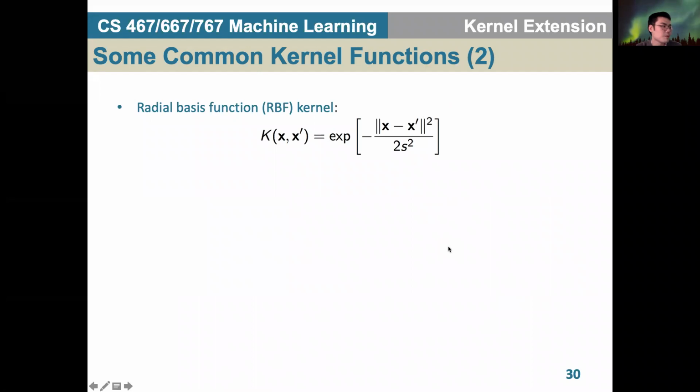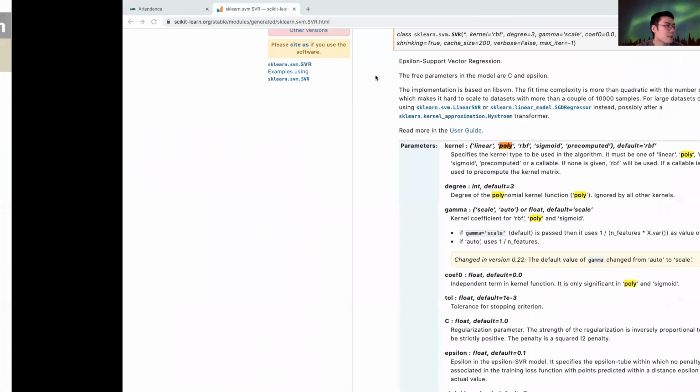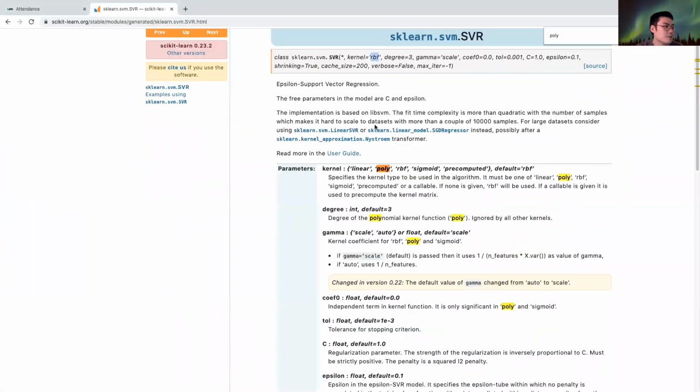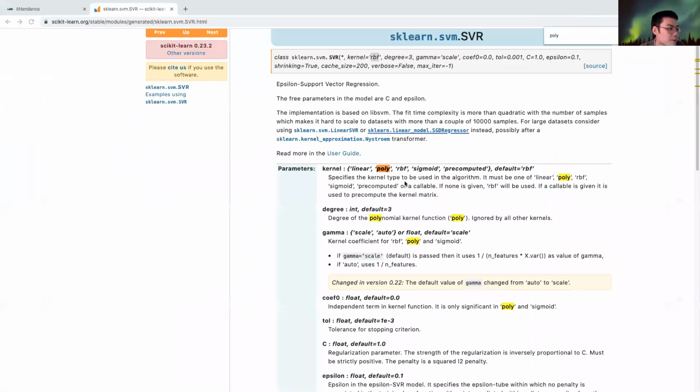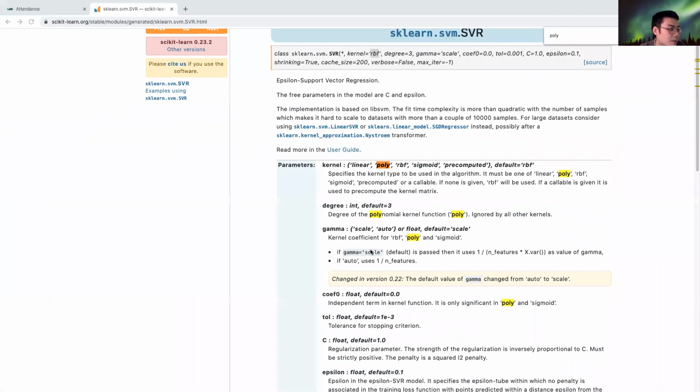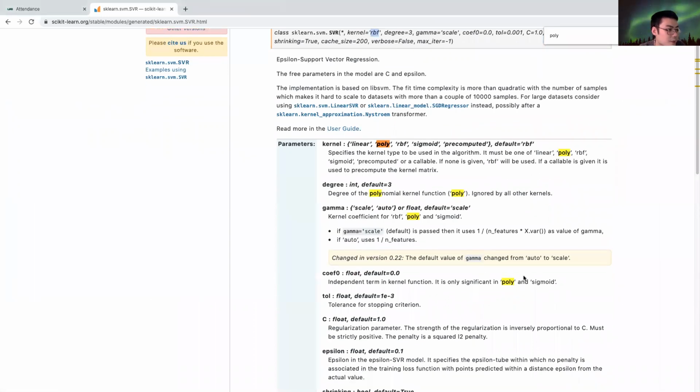Yeah. So the most popular is actually the RBF kernel. It works well by default. That's why the RBF kernel is the default. And it's very similar to a Gaussian. So there's a squared Euclidean distance, and there's another parameter, a coefficient.